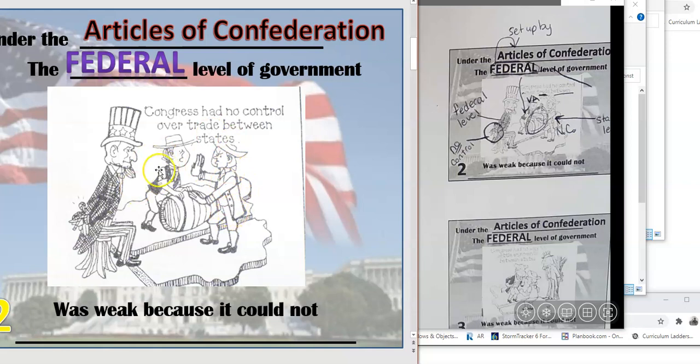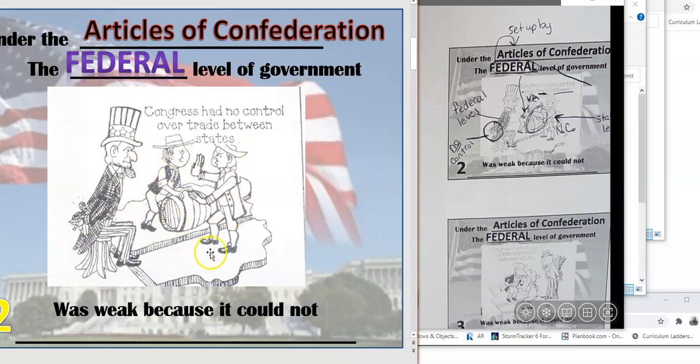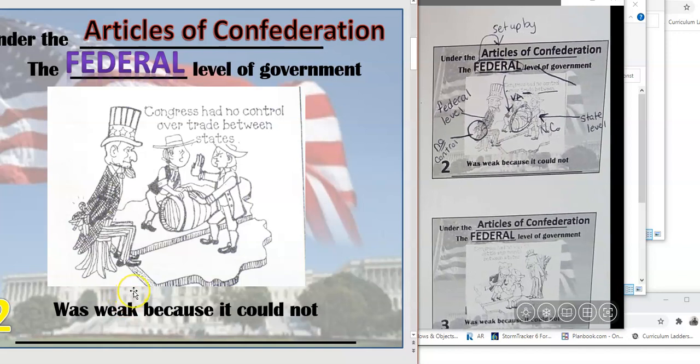So this illustration is showing you the states would argue. One state would tell another state, you can't sell this product in my state. And the other state would say, well, why not? And Congress could not settle this argument. So there were actual states that were getting close to going to war with each other over whether or not they could sell their products in the other state.